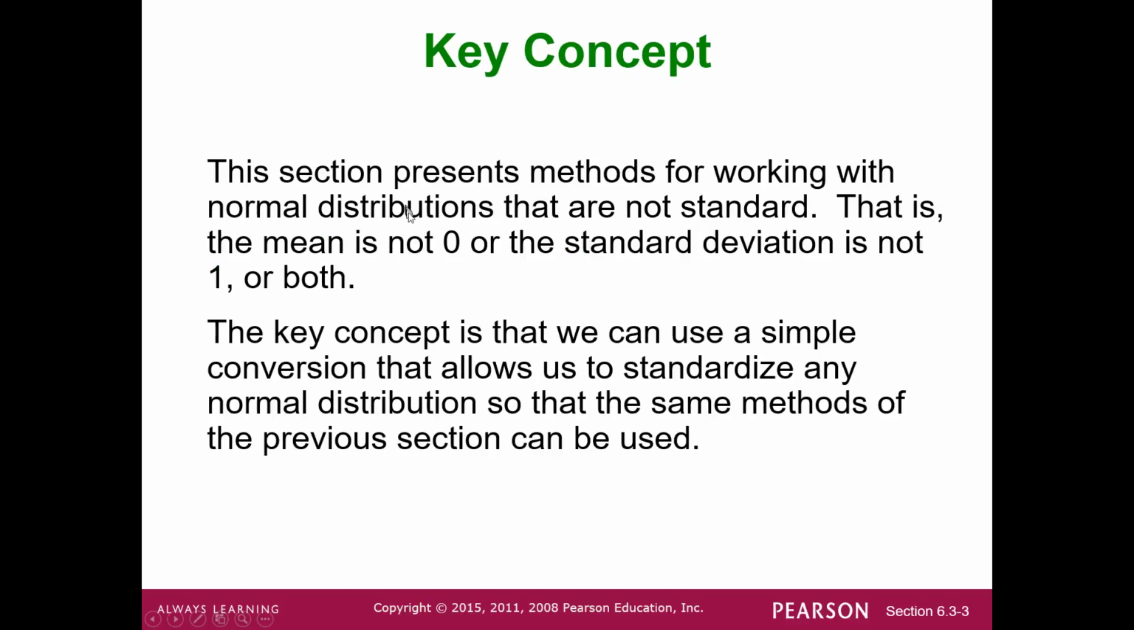This section presents methods for working with normal distributions that are not standard. That is, the mean is not 0 or the standard deviation is not 1, or both could happen, where neither the mean nor the standard deviation is 0 or 1. The key concept is that we can use a simple conversion that allows us to standardize any normal distribution so that the same methods of the previous section can be used.